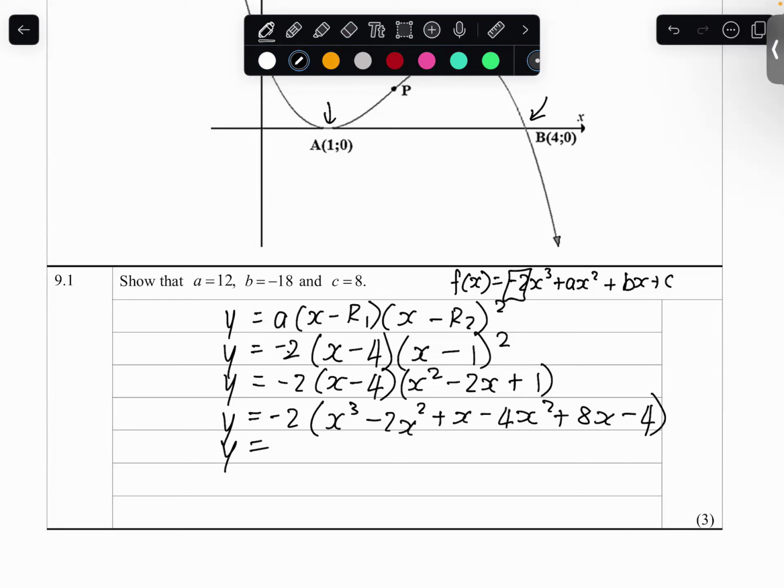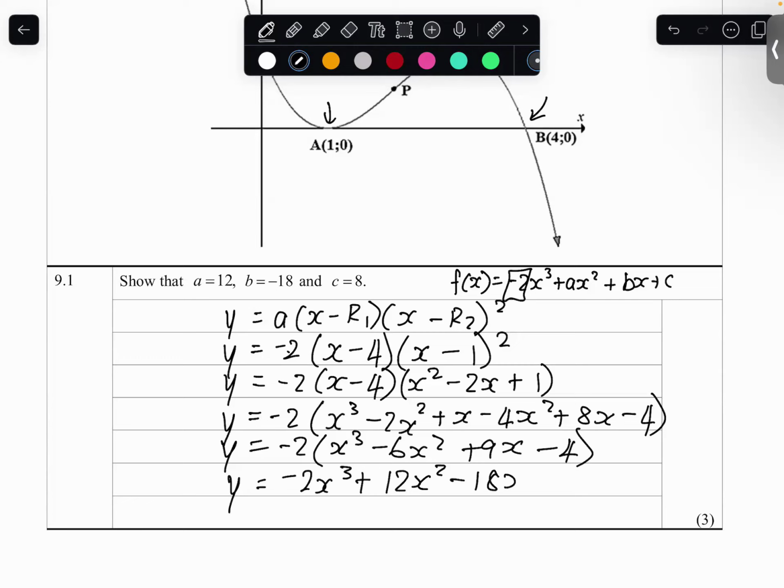Right? Then we're going to add our like terms in that bracket. Gives me x cubed. The x squared is minus 6x squared. The x's are plus 9x. And the constant is just minus 4. And now I'm going to distribute that minus 2 in. Gives me minus 2x cubed plus 12x squared minus 18x plus 8.